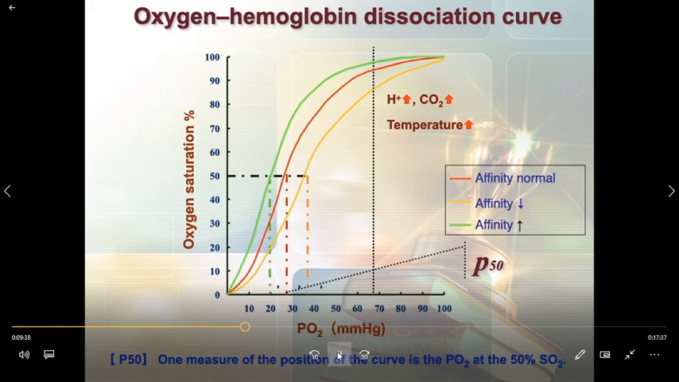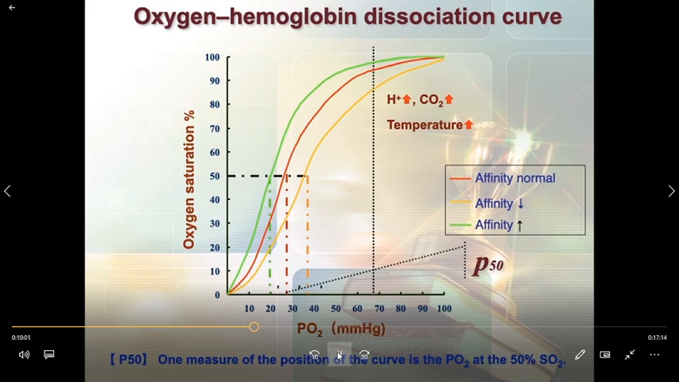So what is the best? The best one is the red curve at a certain level, to make sure we have enough passengers getting on the boat, and at the very end we have enough oxygen passengers getting off the ferry boat, which is hemoglobin. That's the red curve.